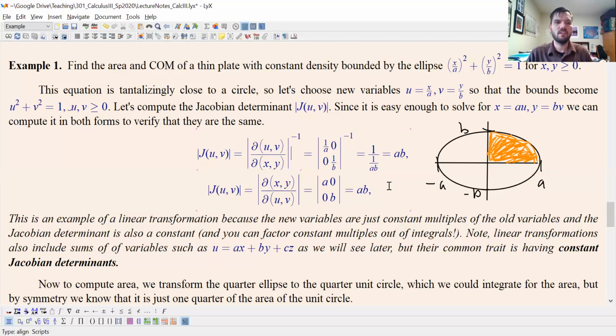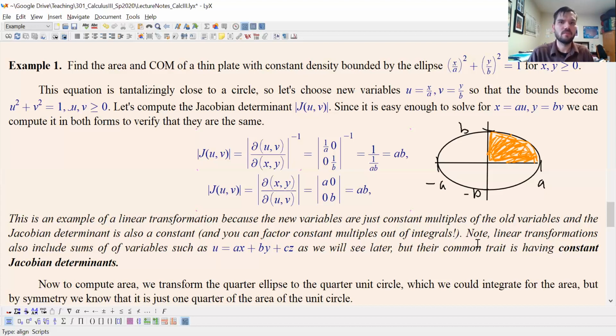Okay, so first, note that the Jacobian is a constant. Because we have constant multiples, we get a constant Jacobian. There are no nonlinear powers of u and v, so no functions of x or y or u or v pop up. Unlike with polar coordinates, where we had r's and thetas combined to give a Jacobian equal to r, here we just have constants. It's very nice. If we have constant multipliers, we can factor those out of all the integrals. That is one of the most helpful things.